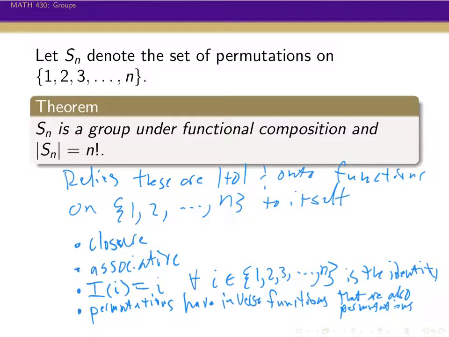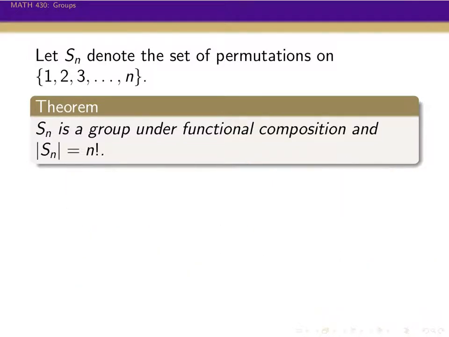Now, how do we get the count n factorial? So let's clean up the board here. So let's think about our possible permutations. So our range is 1, 2, 3, up to n. And let's just go through in order and think about how many choices we have for each one to go through. So how many choices do we have for 1 to go to? Well, 1 could end up anywhere from 1 to n. So there are n choices here.